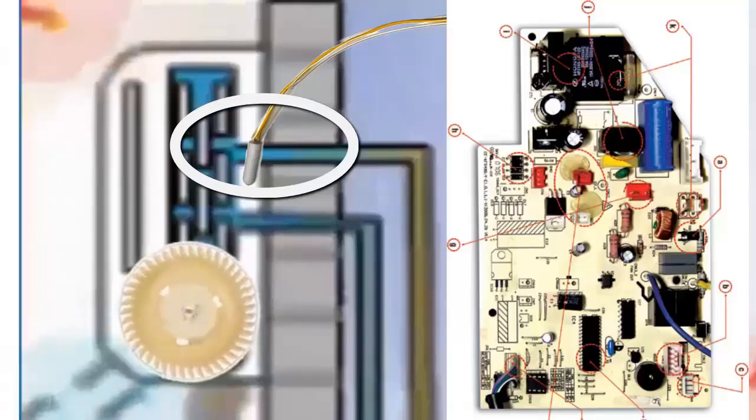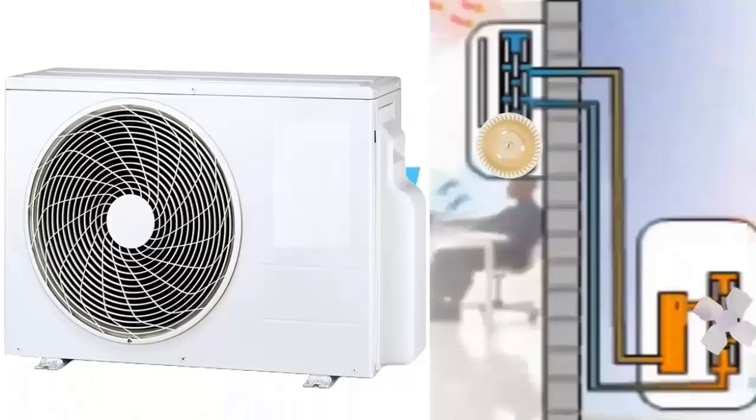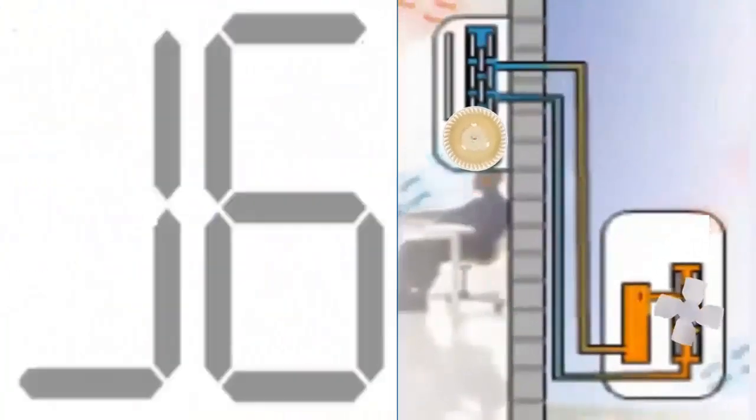2. Temperature sensors and external unit pipes. Code J3. Malfunction of the compressor discharge pipe thermistor. Code J5. Malfunction of the compressor suction pipe thermistor. Code J6. Abnormal resistance of the external heat exchanger thermistor. This may be due to a defective or shorted thermistor or a disconnected cable.